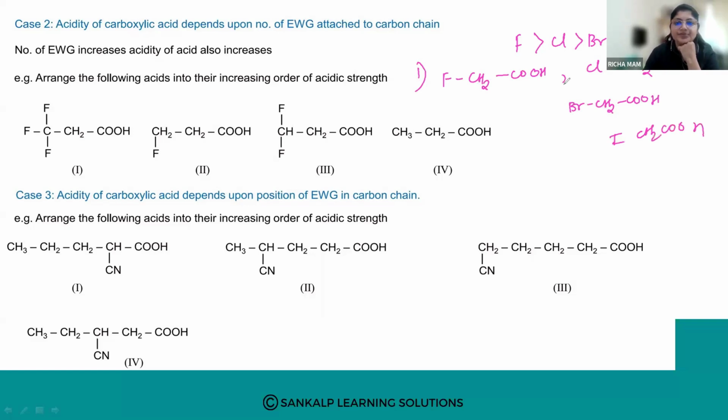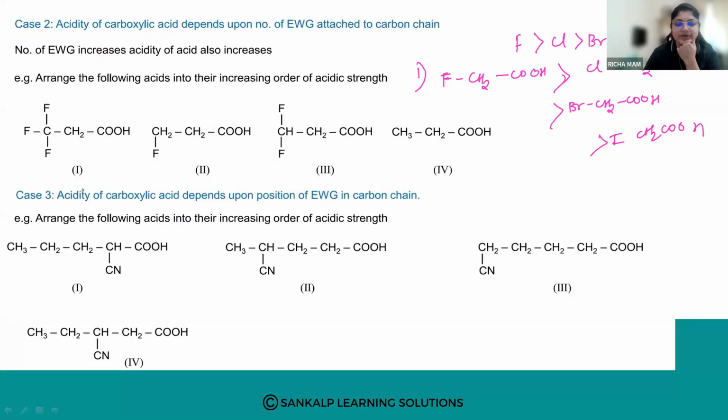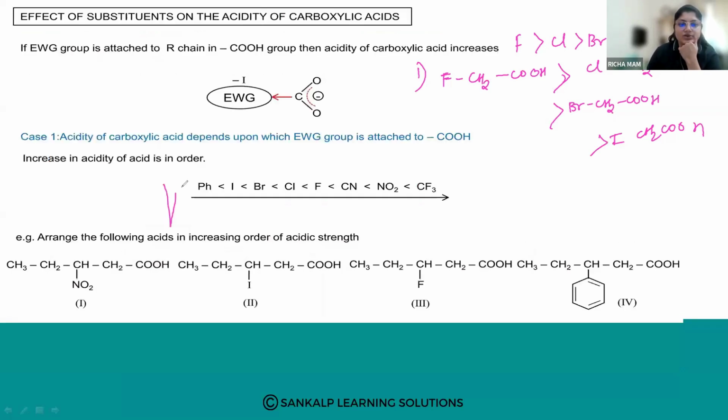So what will happen? Fluorine is a highly electron withdrawing group, so its strength will be more, and stronger will be the acid. So this will be more than chlorine, then your bromine group, and then your iodine. So the effect of the electron withdrawing group depends upon this order. You have to remember this order, it is very important.